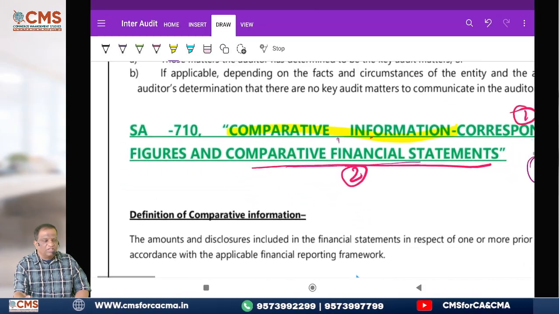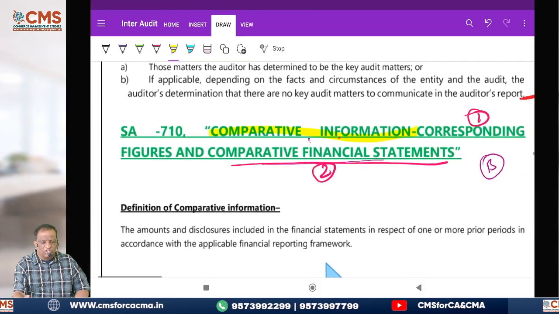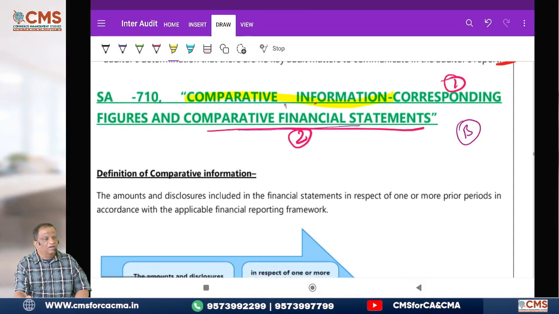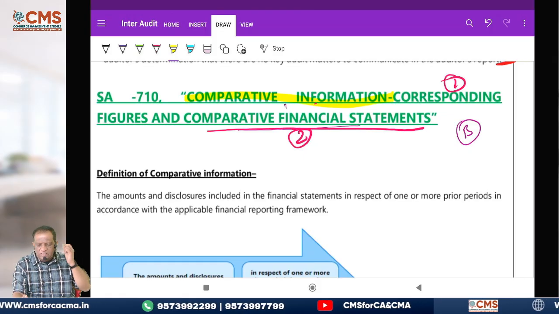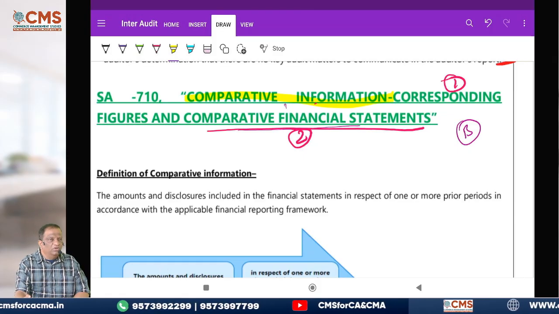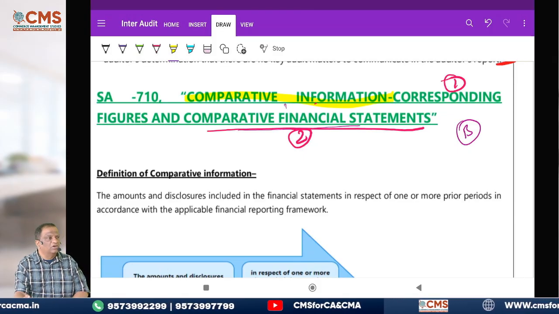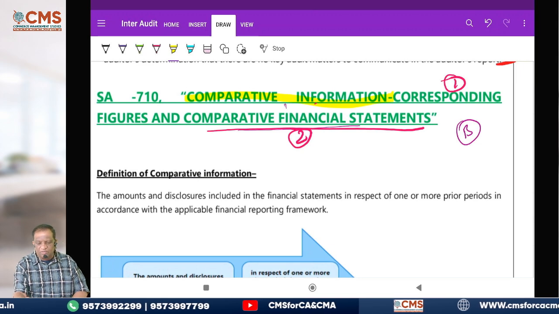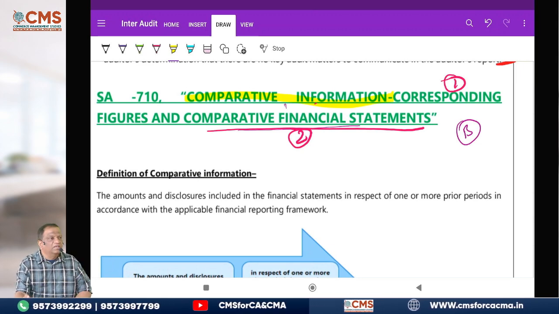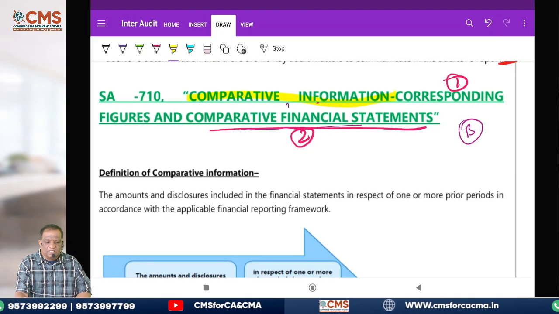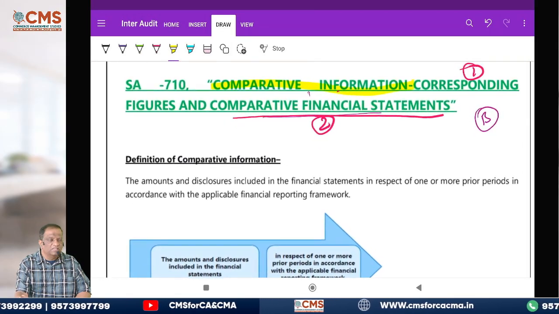Then SA 710. Mostly students will not be so comfortable with this, but it is important. Not a very regular one. I would call this a B category standard. Not a repeat question, but he is asking on and off, and whenever you get it, it is for 5 marks. So therefore, it is better to revise it.